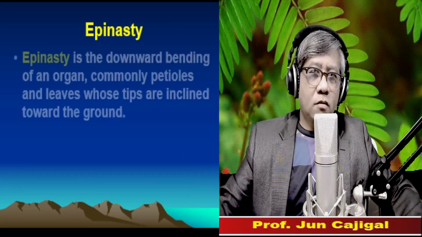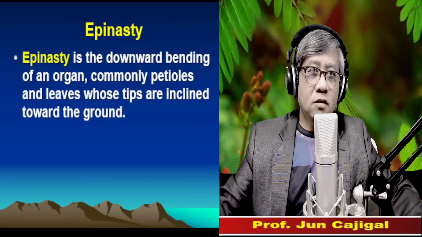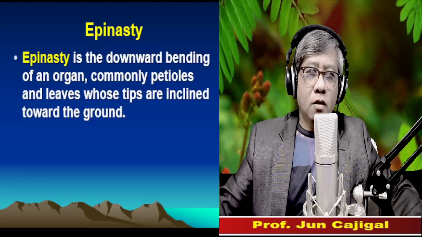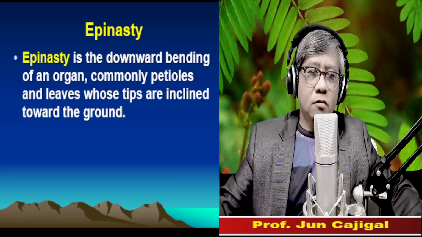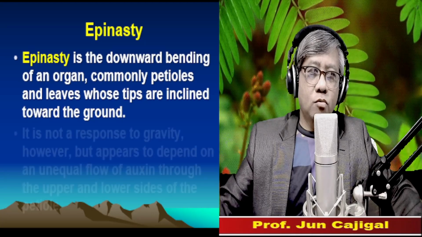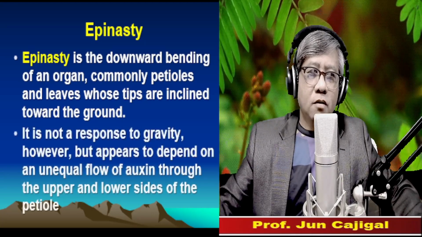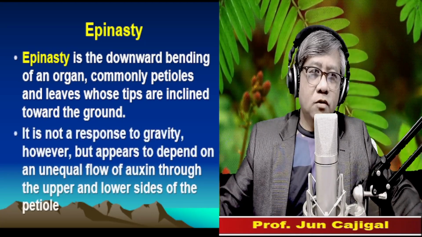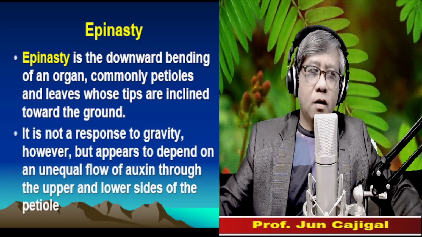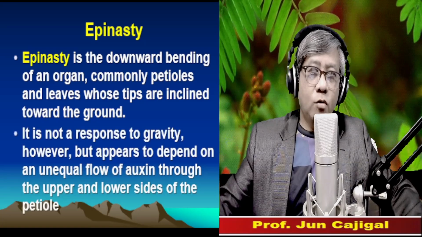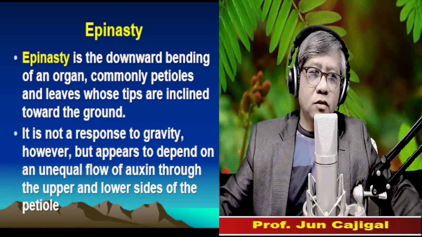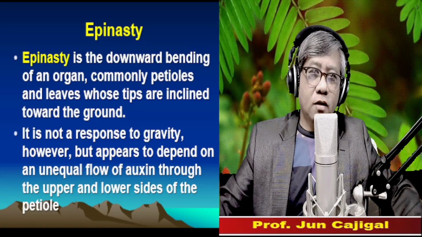When we speak of epinasty, this is the downward bending of a plant organ, commonly among petioles and leaves whose tips are inclined towards the ground. This is not a response to gravity, however, but appears to depend on the unequal flow of auxin through the upper and lower sides of the plant organ.